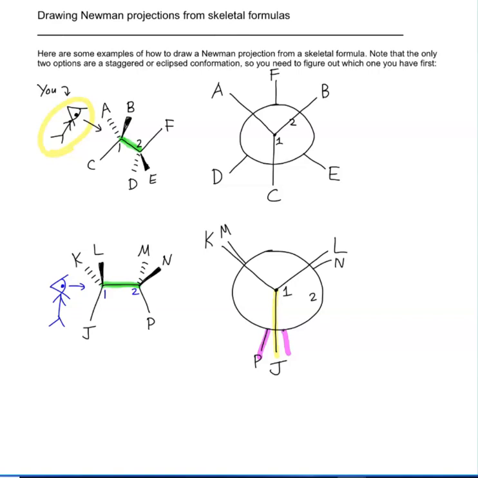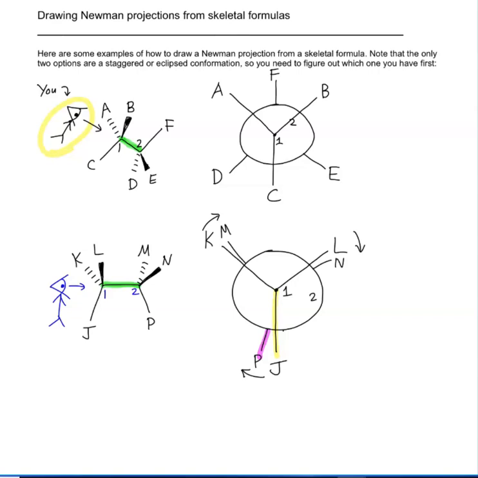So you want to do it in the same way through the whole Newman projection. So if I have the bond to P slightly to this side of the bond to J, then I'm going to do that over here and over here as well. So it's not a big deal, but if you want to be consistent, then it looks nicer to do it that way. Okay, so those are two examples of how you would take a skeletal formula that's drawn with wedge and dash notation and convert that to a Newman projection.